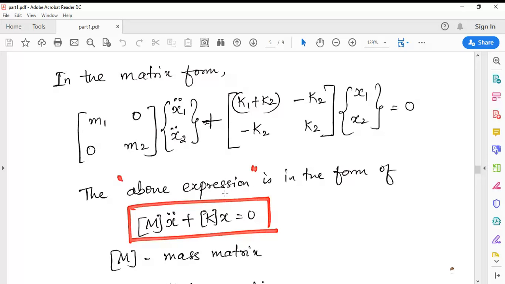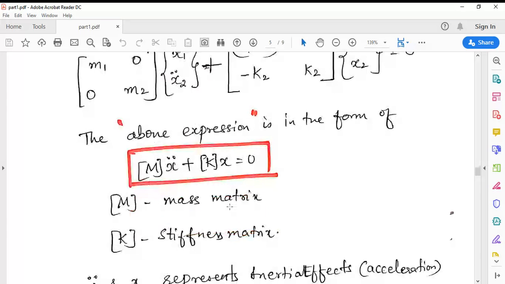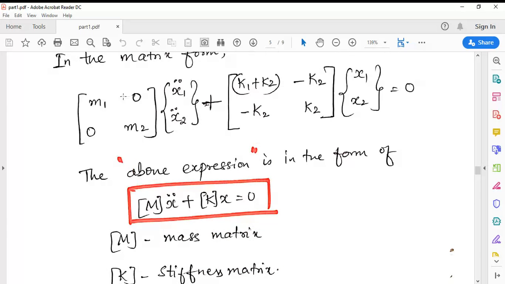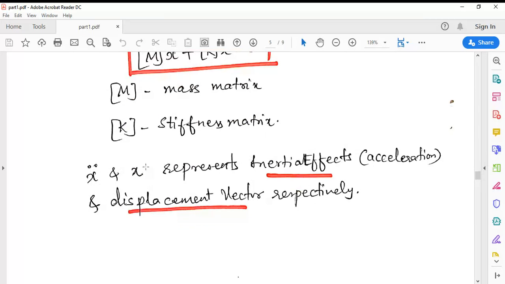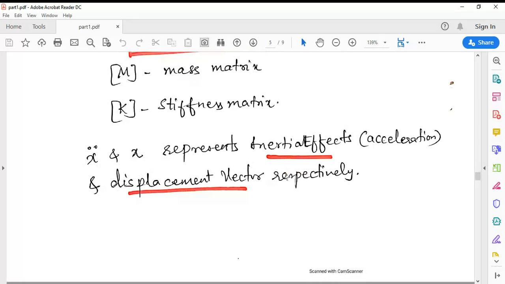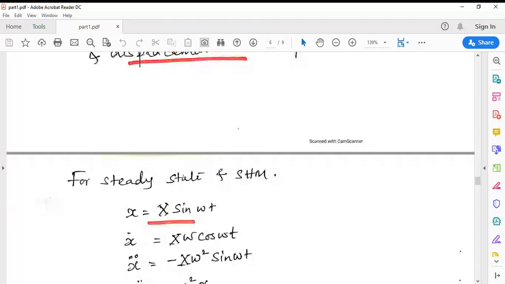So altogether this comprises the equation of motion for an undamped free vibration in the form of matrices. This is where you can bring in FEM or a numerical technique to solve vibration problems, with the mass matrix playing a significant role. Here x double dot is the acceleration vector, the inertia effect, and x is the displacement vector.